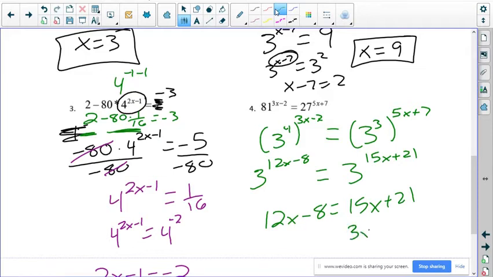if I subtract the 12x over to this side, I get 3x. If I subtract 21 on both sides, I get negative 29. So x equals negative 29 thirds.